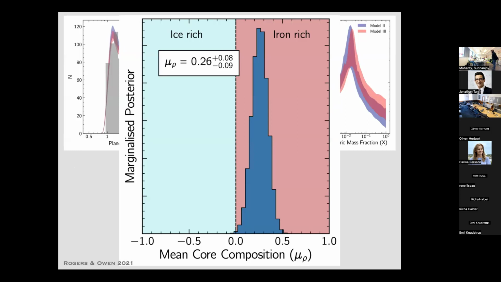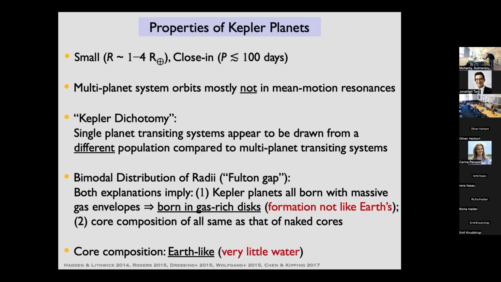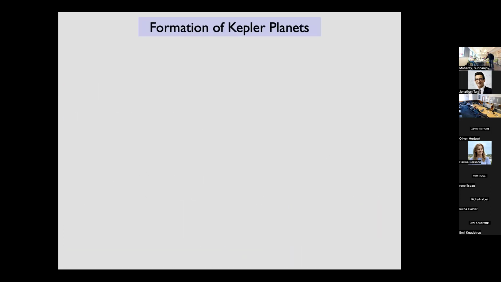Okay, it's not ice rich. Okay, so rock iron compositions. So where do we go from here? Right. So we have these facts, and now we've established that these guys are essentially Earth composition in their cores, also form when you have a lot of gas around in the disk. So how do we form these things?